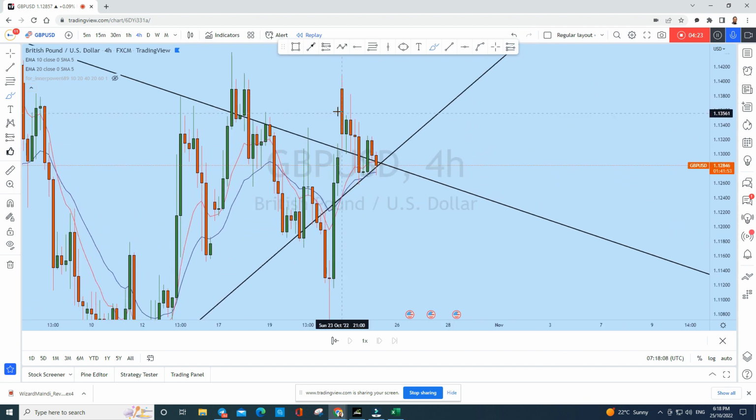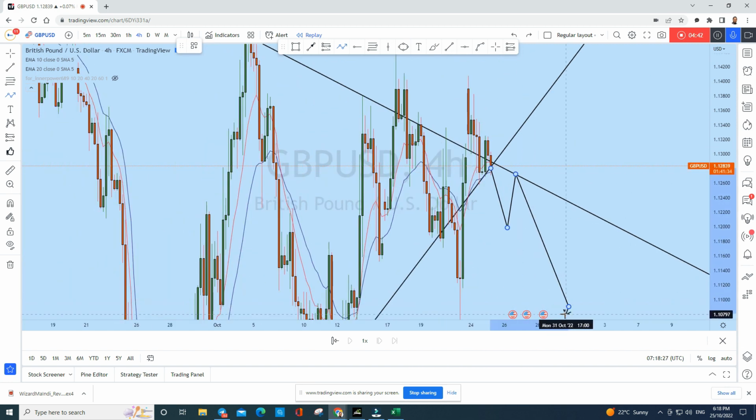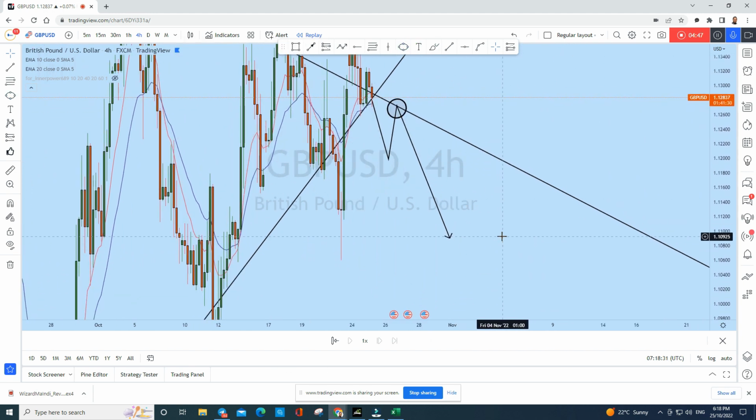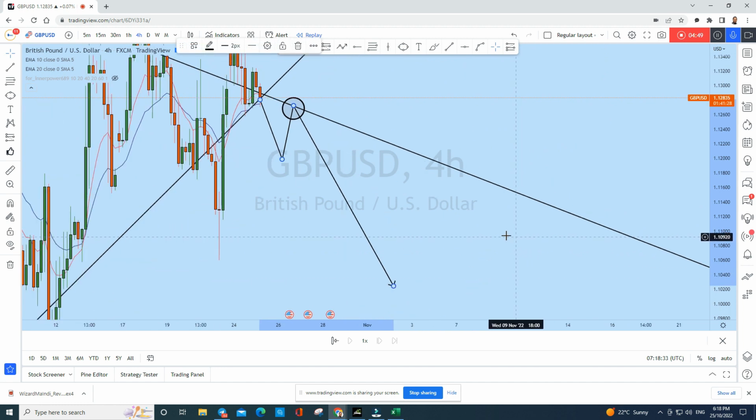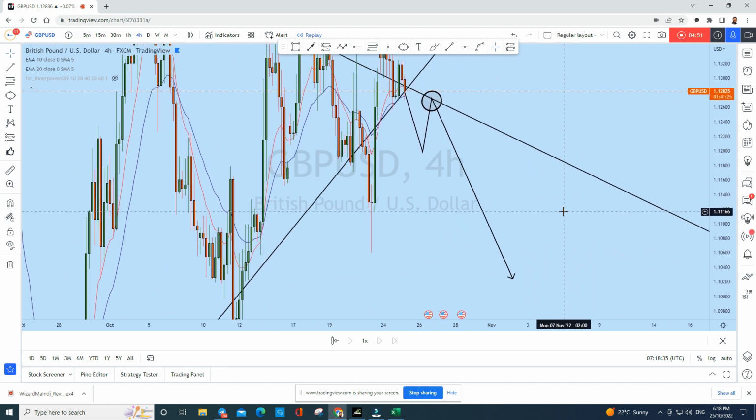What I am expecting in British pound US dollar is, if this is a fake move to the upside, then we could potentially see a breakdown, and then a retest of this gap level or the neckline of this level as resistance. If we see that kind of price action, a breakdown and a retest of this level, then we could potentially sell British pound US dollar from this zone with a high probability trade setup to take this move to the downside with our students.